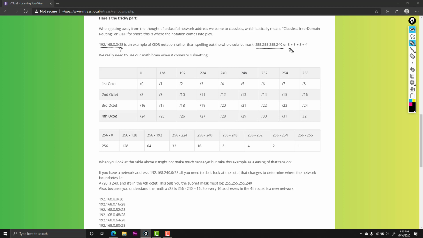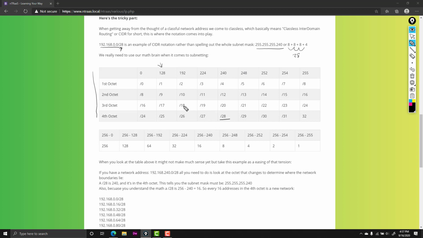255.255.255.240: 8 plus 8 plus 8 plus 4 equals 28. Now here is a really nice table that allows us to see where the octets live and what their bit notation is, as well as the subnet mask identifier. For example, we're seeing here a /28. Looking at our table, you'll notice that we are in the 4th octet.